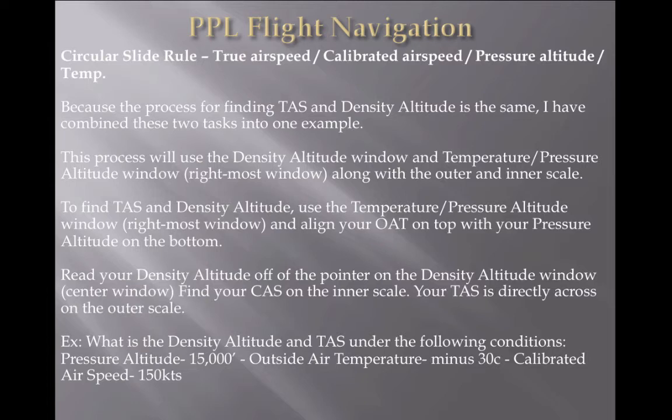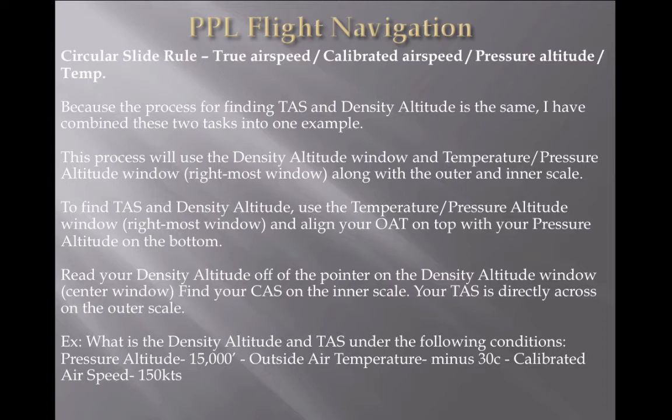So to find true airspeed and density altitude, use the temperature and pressure altitude window. Align your outside air temperature on the top with your pressure altitude at the bottom. Read density altitude off the pointer on the density altitude window, you'll find your CAS on the inner scale and your TAS is directly on the outer scale. We will cover it off.